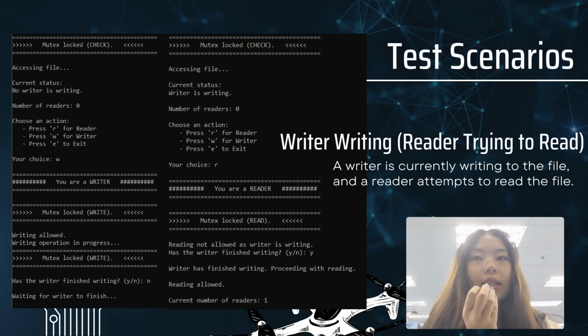We have a total of 6 test scenarios here, and the first test scenario is when the writer is writing and the reader is trying to read. The reader will see a line saying reading is not allowed as writer is writing, and he is not allowed to read the file. Once the writer has finished writing the file, the reader is allowed to read.